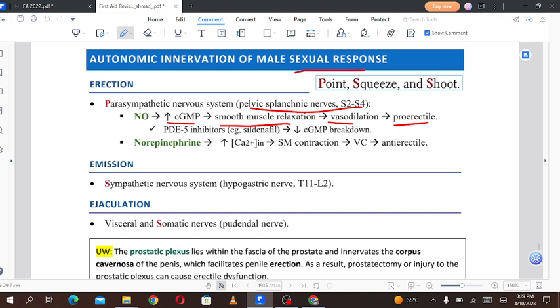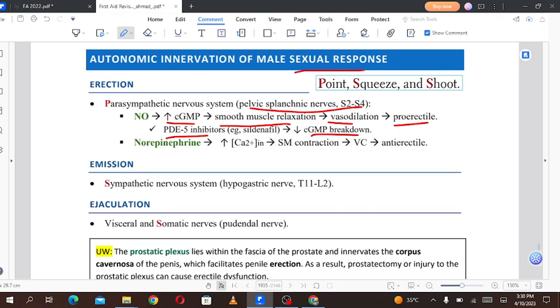Parasympathetic is pro-erectile. The pelvic splanchnic nerves, S2 to S4, lead to increased production of nitric oxide, which increases cyclic GMP production and causes smooth muscle relaxation, vasodilation, and is pro-erectile. So we can give a phosphodiesterase 5 inhibitor, for example, sildenafil. Phosphodiesterase 5 inhibitors, sildenafil, decrease the cGMP breakdown. When the cGMP breakdown is less, that leads to a prolonged state of erection. This is the mechanism of action of the Viagra drugs.